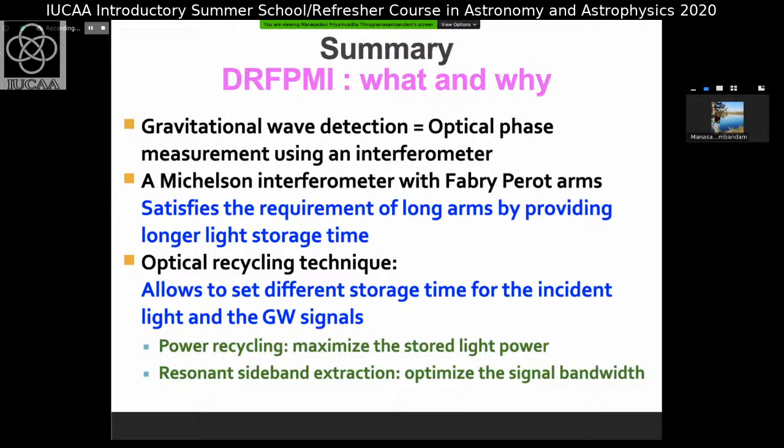So when you are looking at how the interferometer is being operated, one of the important parameters is the detuning of the signal recycling cavity, which says what is the bandwidth, or how the response of the interferometer looks like. So these are the take-home messages. So that's actually the end of my talk.